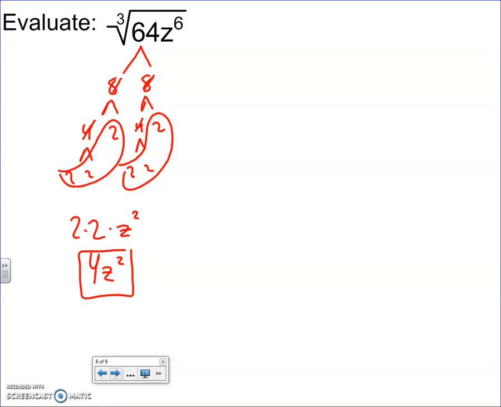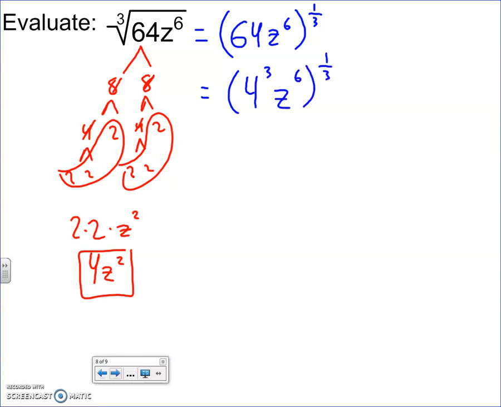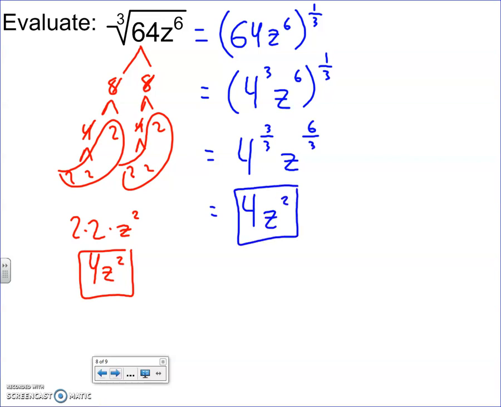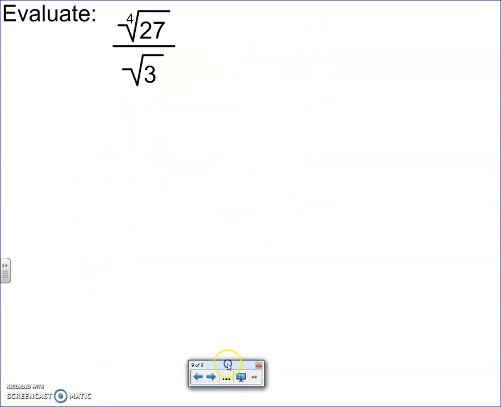Or I could do this. This is 64 z to the 6 all to the 1/3 power, because that's the cube root. I can change 64 into 4 to the 3rd power, z to 6. This, because there's only 1 term on the inside, I'm allowed to distribute the exponents to other exponents. So this would be 4 to the 3 over 3, z to the 6 over 3. I can reduce that. 3 divided by 3 is 1, 6 divided by 3 is 2. Same answer. So again, get comfortable with either form. You can keep in radical form, do the tree branch stuff, or you can keep in exponential form and do exponent rules. Last problem is kind of complicated.